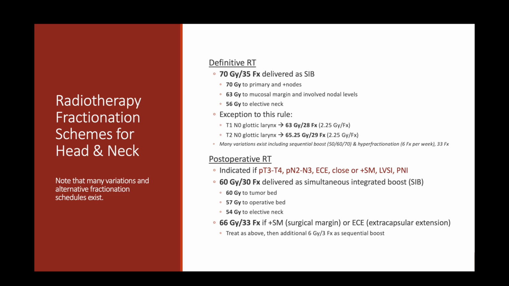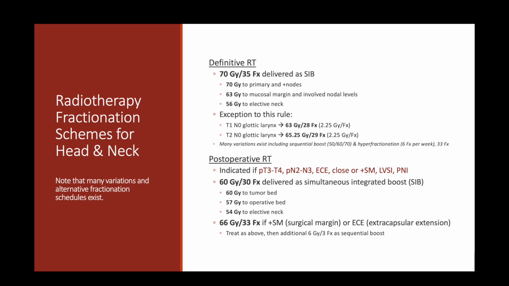So for example, if you have a base of tongue cancer, which is an oropharyngeal disease site, so if you have a base of tongue tumor and say a level 2 node, the tumor itself and the involved node would get 70 gray, and then an additional mucosal margin on the primary tumor and the entirety of level 2, which is involved, would go to 63 gray. And then the remaining nodal levels on that ipsilateral side of the involved node would get 56 gray, as would the contralateral neck. So that's how we approach the dosing in head and neck cancer.